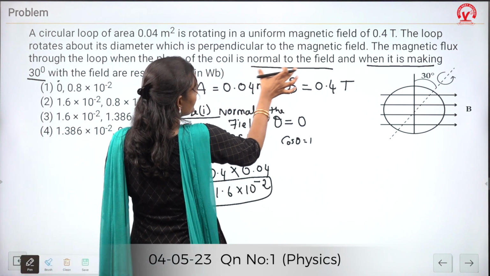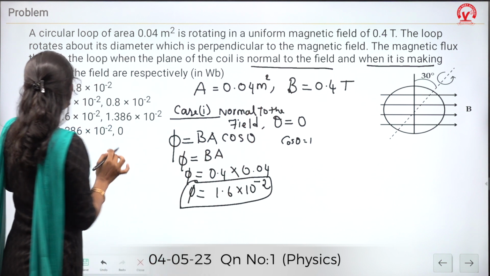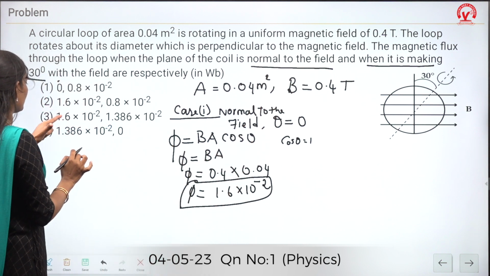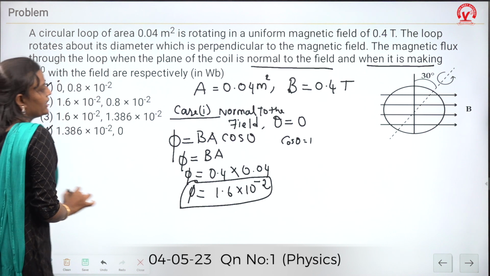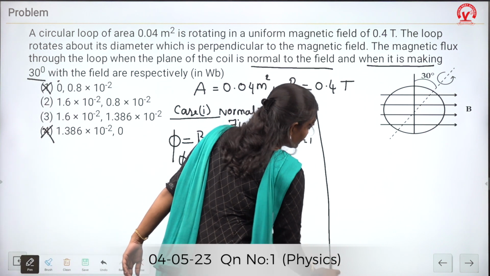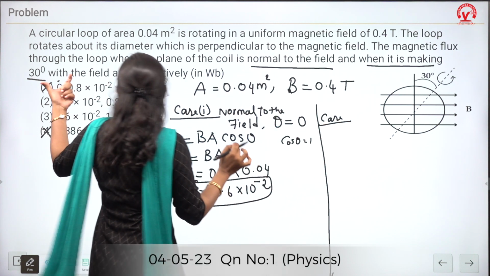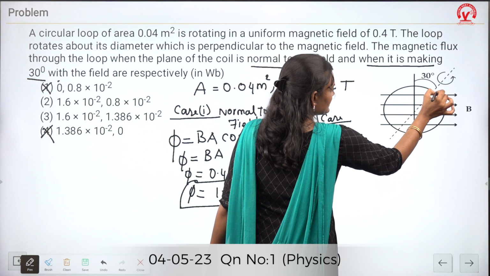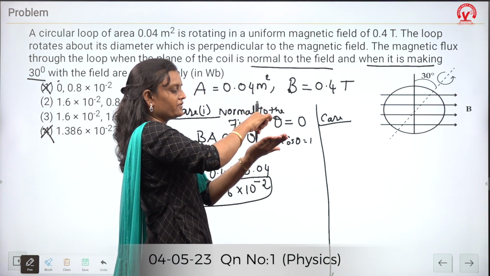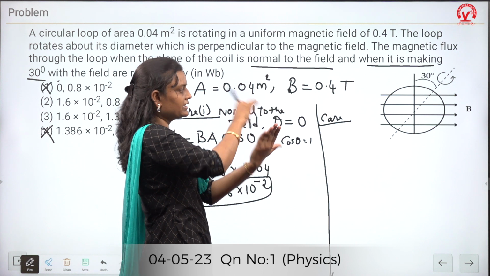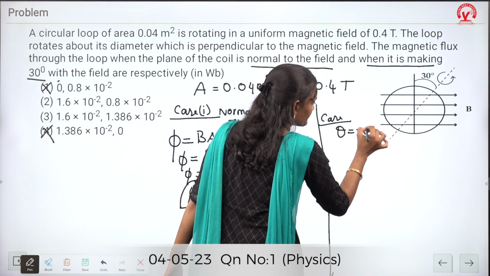In the first case we found the flux normal to the field. So here 1.6, these two options may be correct. This one is wrong and this one is wrong. And case number 2, we are going for the next option. They have given making an angle theta, the plane makes an angle here, we are passing a magnetic field making an angle theta. So theta is equal to 30 degrees.